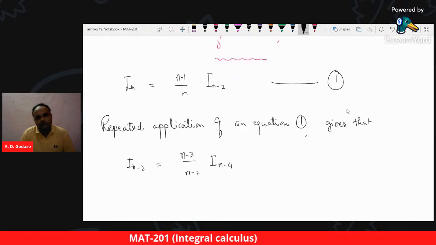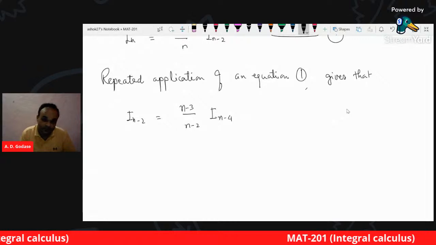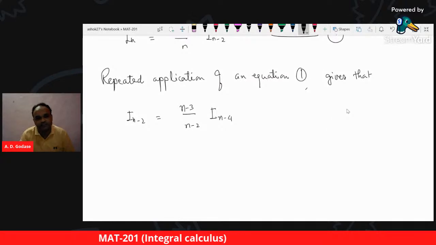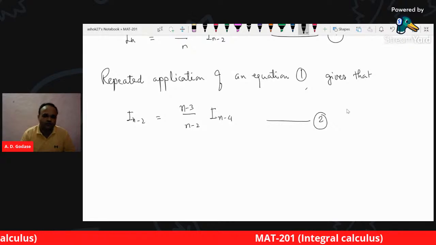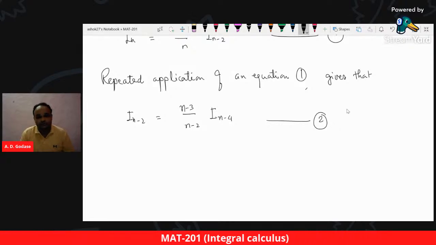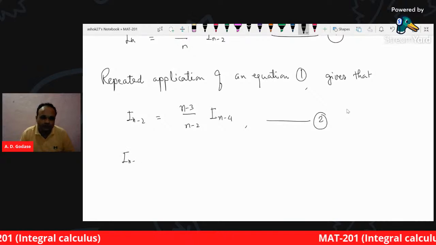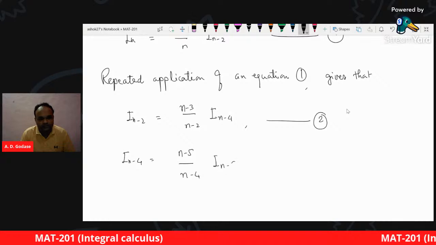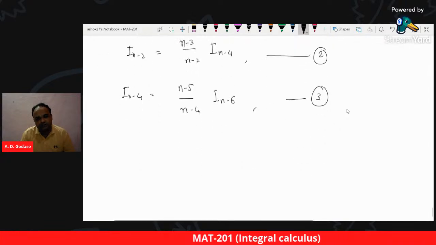So you can continue this process. What will be the next term? In a similar way, in equation number 1 you can replace n by n minus 4. Let us call this equation number 2. In equation number 2, if we replace n by n minus 2, I will get I(n minus 4) equal to (n minus 5) divided by (n minus 4) times I(n minus 6). Again you can call this equation number 3, and you can repeat this process.